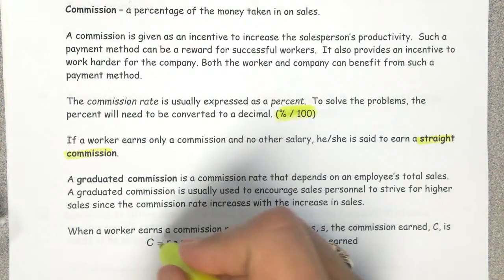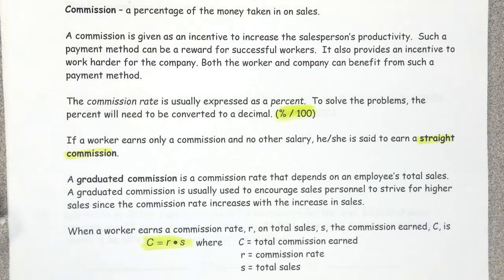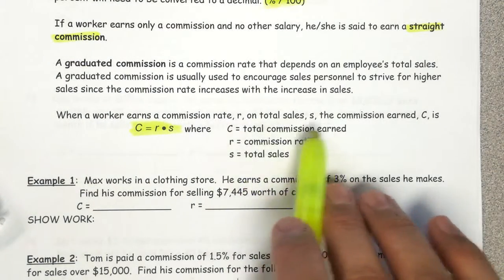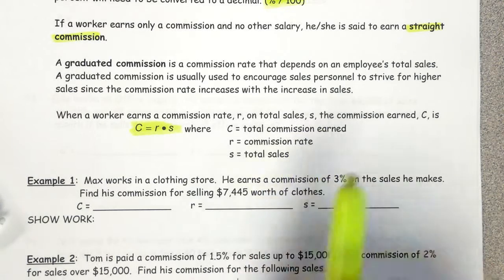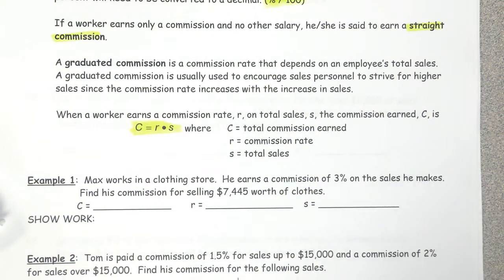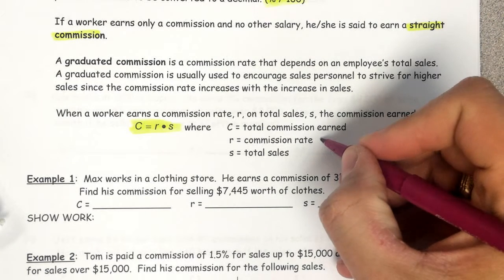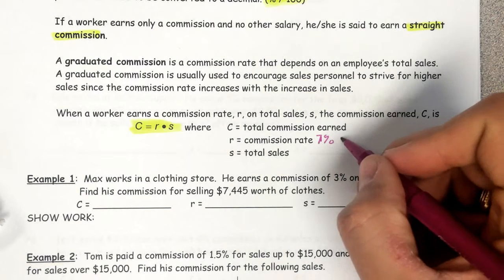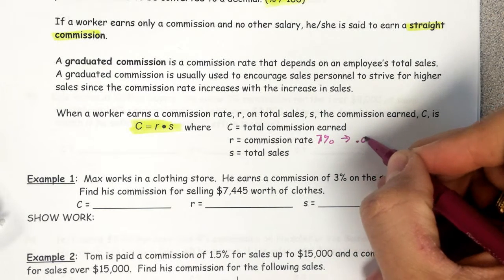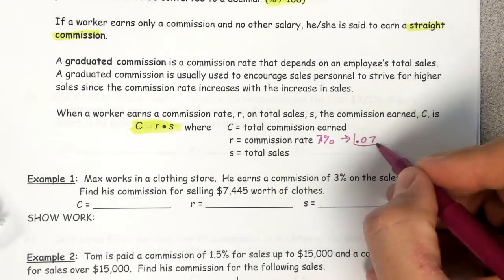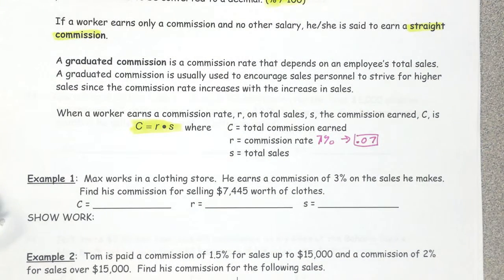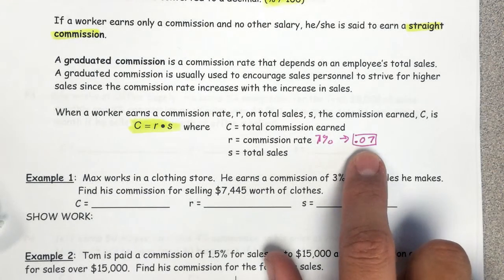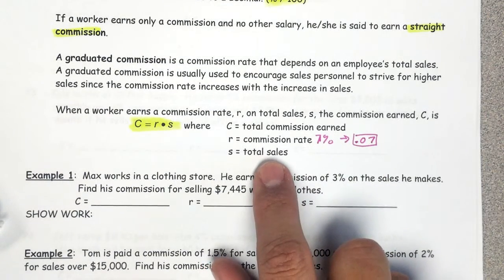Here is the formula we need to know. My total commissions earned, that's what I earned, is my commission rate. And remember, this must be in a decimal. If we have something like 7%, we move that over. We have to make that 0.07. That's what we want here. We cannot leave it as 7%, or we cannot multiply it by 7. That would be wrong. We have to convert it to a decimal. And S is my total sales.